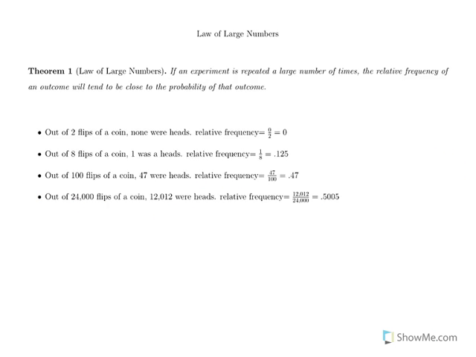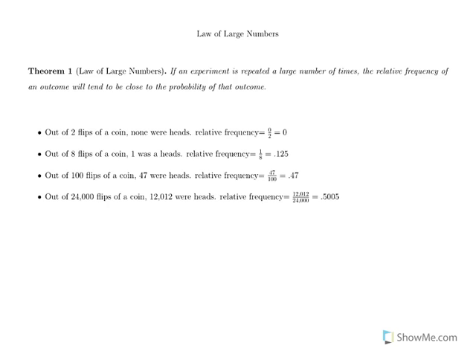So thinking about that some more, this is what we call the law of large numbers. If you repeat that experiment a large number of times, the relative frequency of an outcome will tend to be closer to the probability of that outcome. So if you increase the number of repetitions, the empirical or relative frequency will get closer and closer to the actual theoretical probability. And that's the case even if they're never the same.